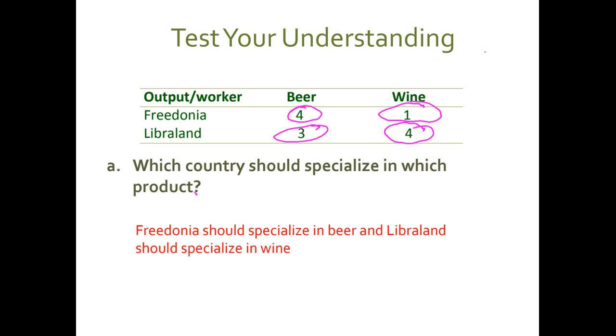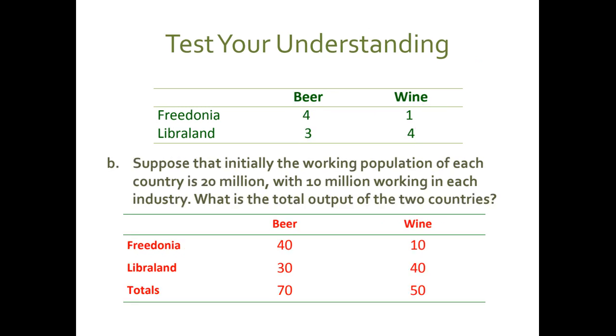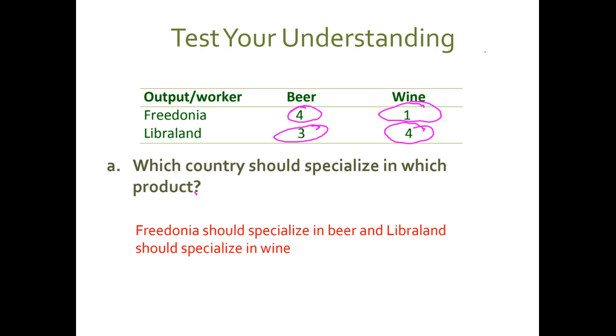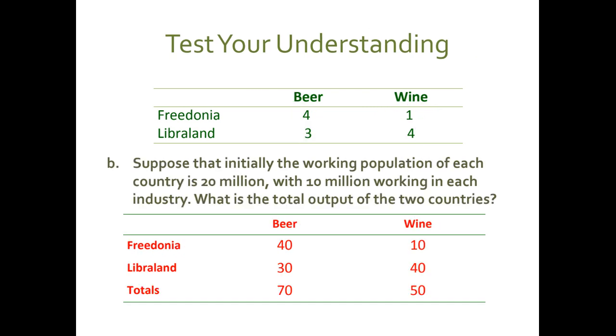But here we are assuming it's a complete specialization. Now we will try to show you how two countries will gain from this trade. So suppose that initially the working population of each country is 20 million. Now I'm giving you the information of the total number of workers in these two countries, because in the previous slide I showed productivity per worker. So this table talks about only one worker. Now we have the total number of workers, that is 20 million, with 10 million working in each industry. So I also know the distribution of these workers between these two industries within a country.